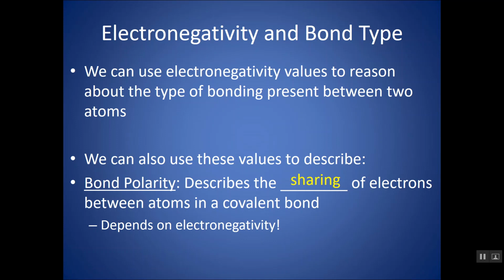So we already know that covalent means a sharing of electrons, but that sharing doesn't have to be equal. One atom might attract electrons a little more than the other. And what is a measure of the attraction of electrons? That's the definition of electronegativity. So let's look at how we can use electronegativity to figure out what type of bond we have.